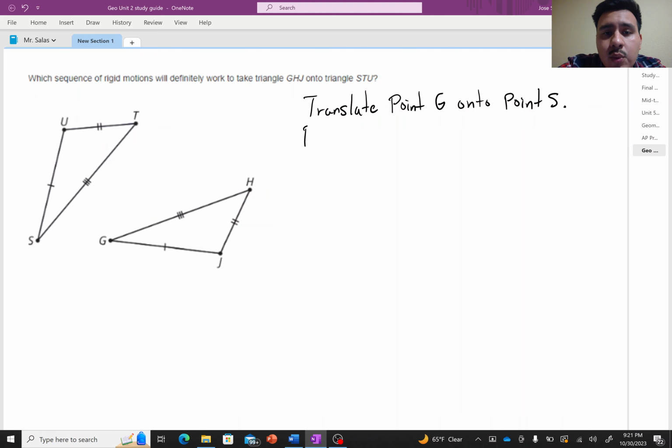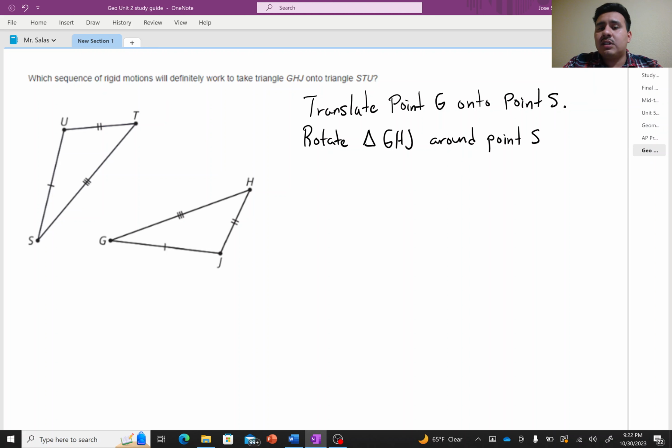Next up is rotate triangle GHJ around point S. You could say point S, point G. It doesn't matter. They're overlapping. They're in the same place. So it doesn't matter around which point you choose.